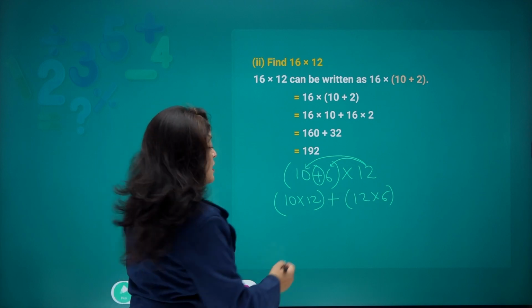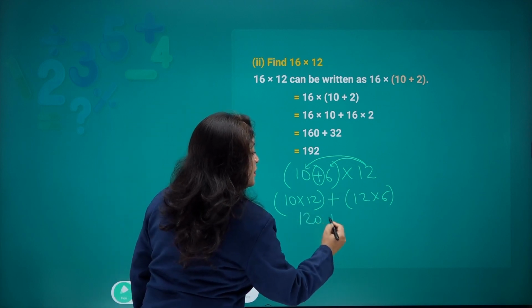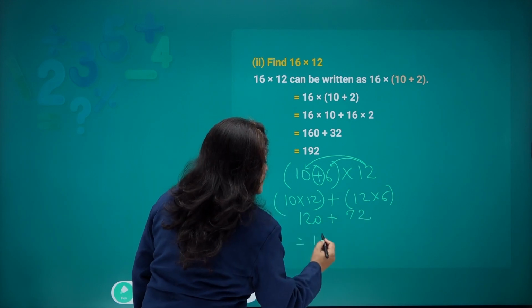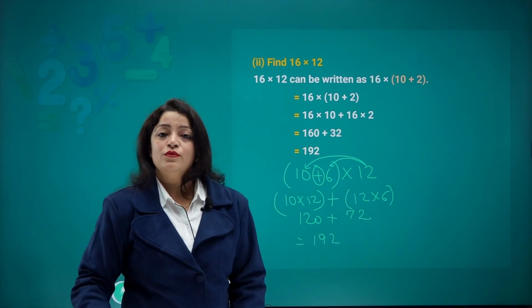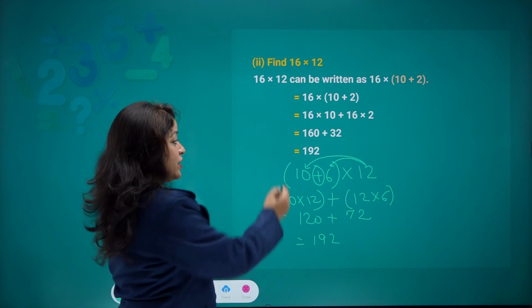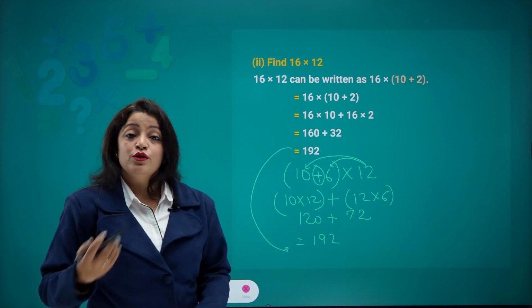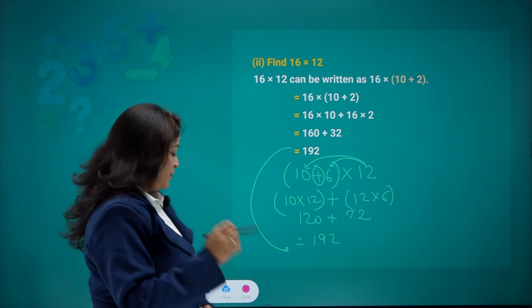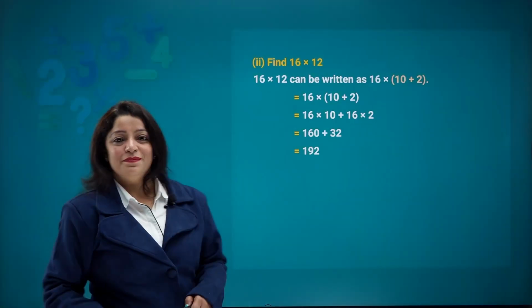Now 12 times 10 is 120 plus 12 times 6 is 72 and the result you get is 192. Right? So just check, you are getting the same results. So you may split 16 or you may split 12 also. The result is going to be the same.